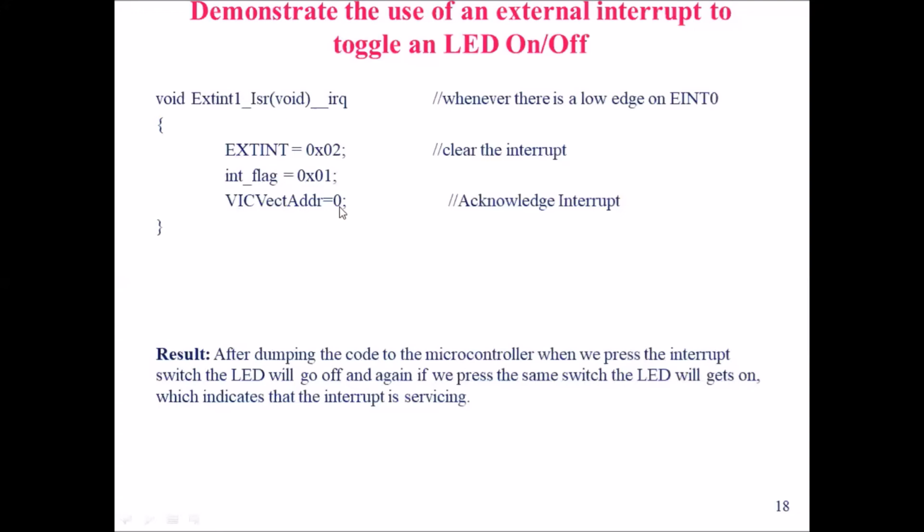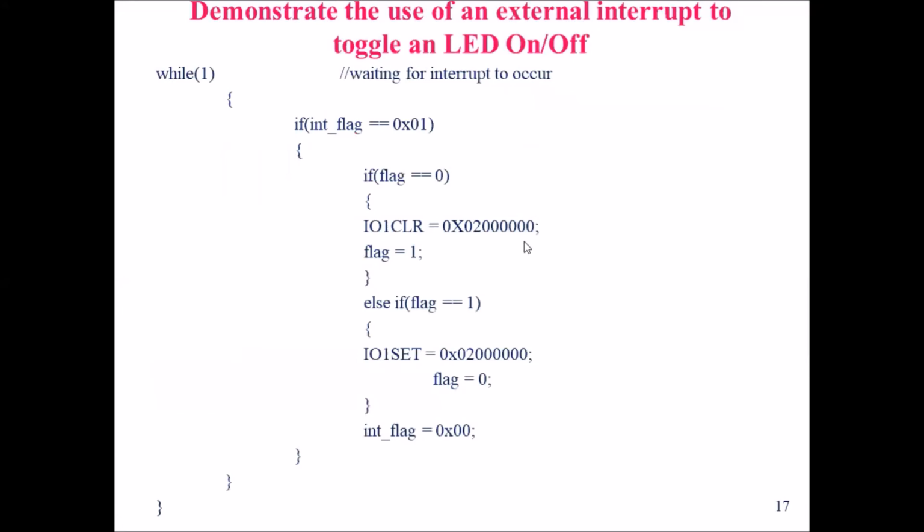Then VIC vector address is equal to 0. After executing all the interrupts in the interrupt service routine, the address will be assigned 0, so that no interrupts are there in the address to execute. That's why the vector interrupt controller vector address is equal to 0 is mentioned, which means acknowledge interrupt. After that, again it will go to the calling function.